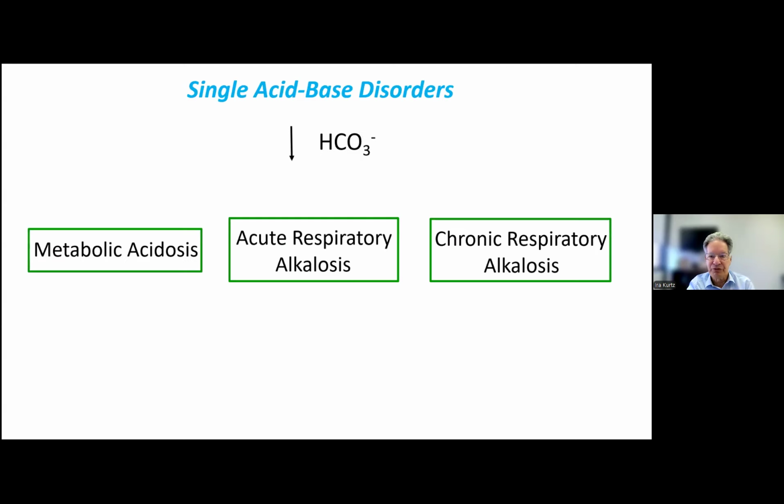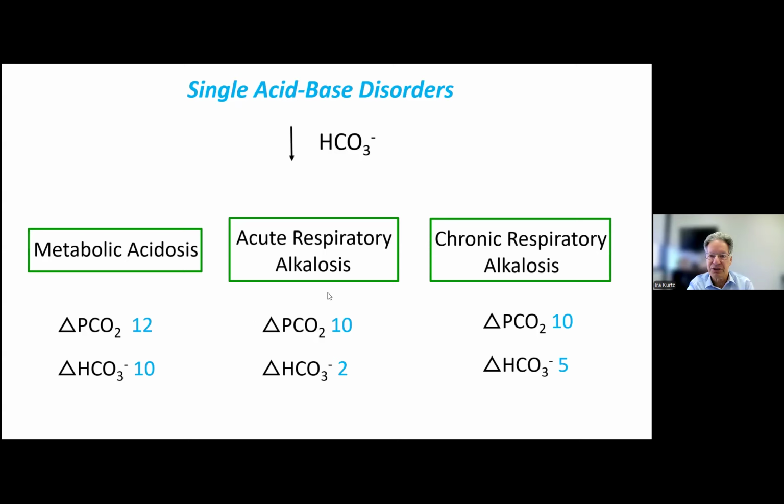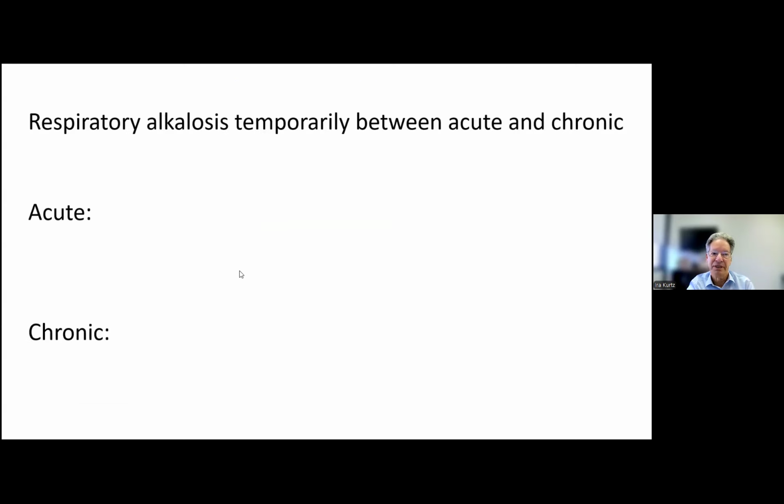So we're left with one of these three possibilities. Remember, we look at the bicarb and it's down, so it's one of the three. And the ratios we'll write again for each. And then we ask the question, is the patient we just showed one of these three ratios? Well, if it was respiratory alkalosis and temporally between acute and chronic, you'll see why that's the case here.